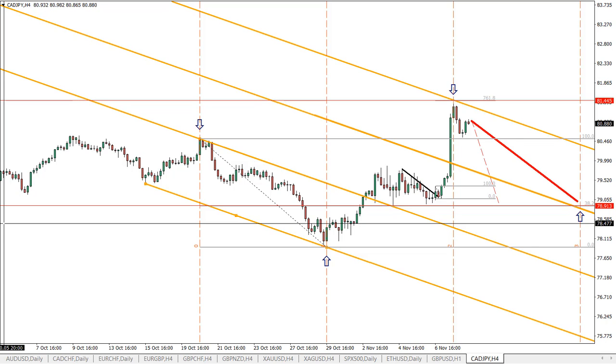Today we will be looking at the Canadian dollar versus Japanese yen and the potential move to the downside, or a correction to the downside, maybe even a trend reversal.